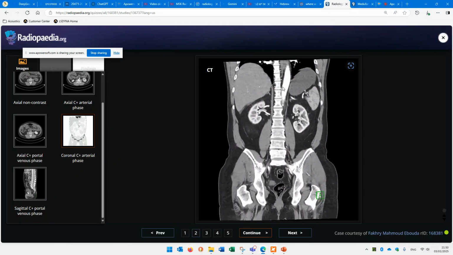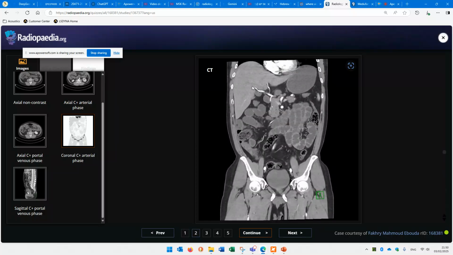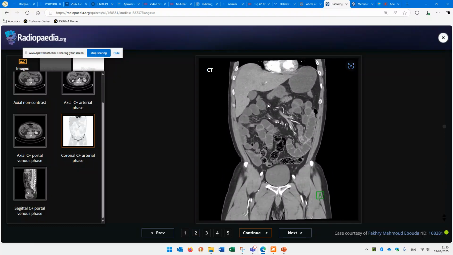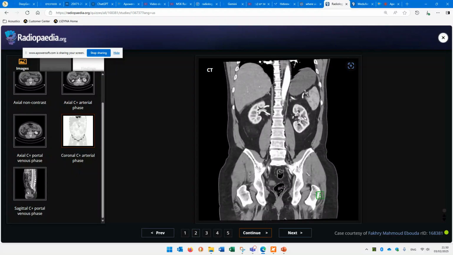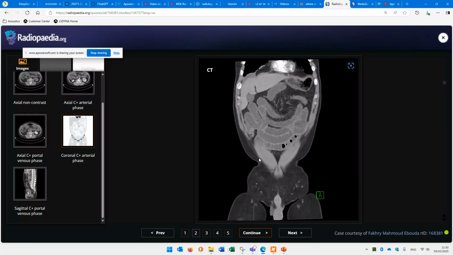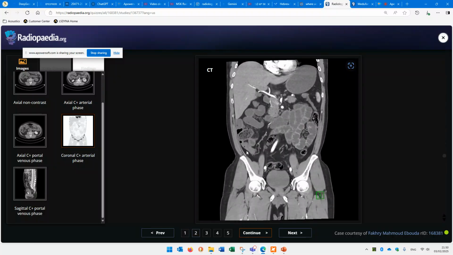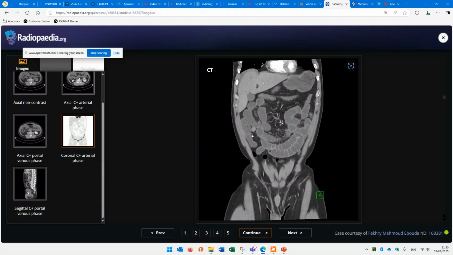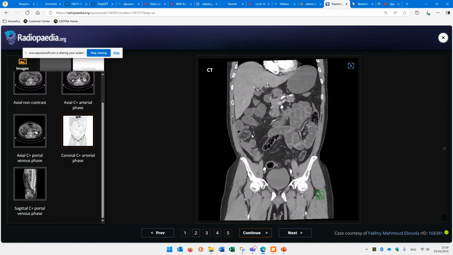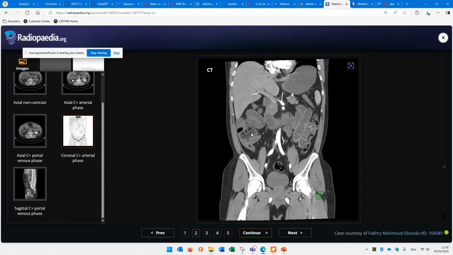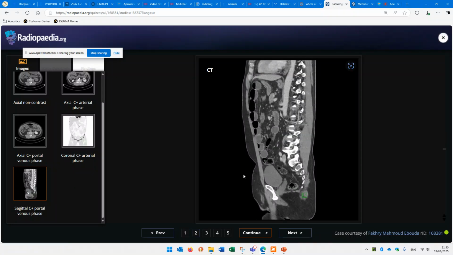Let's look again, just the liver, spleen, pancreas, kidneys, vertebral columns. Now, where is the appendix of this patient? I can't get it. Maybe this one? Maybe that one. It doesn't look like it has any stranding around it. Okay.